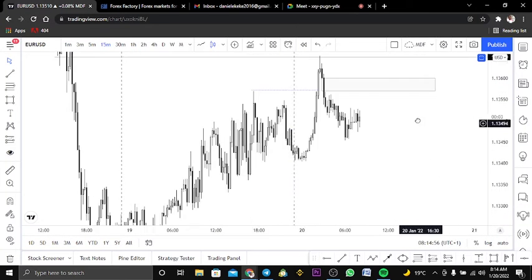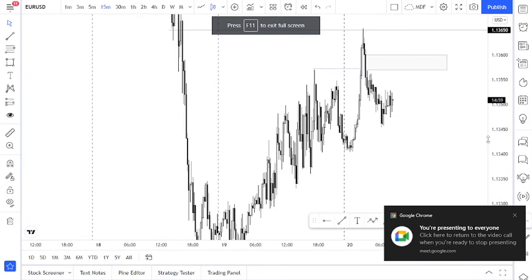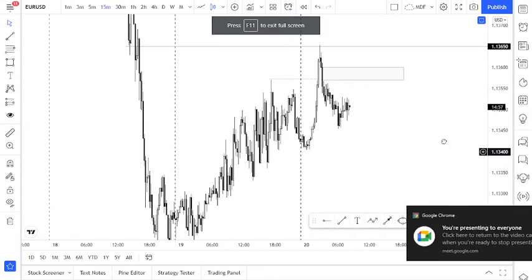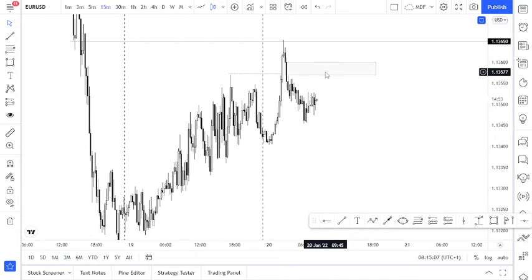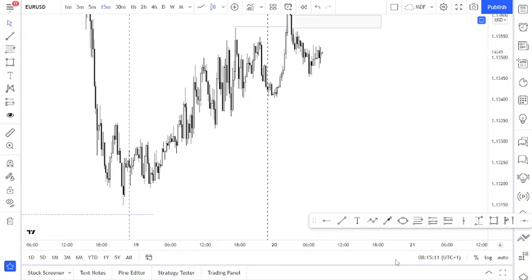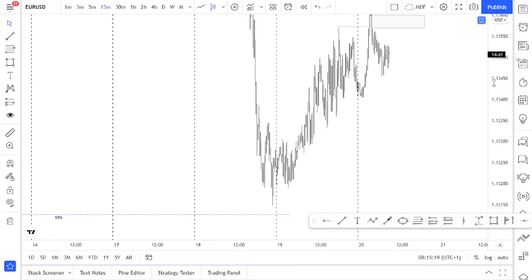So this entry has been missed already. So I'll be looking for opportunity to sell somewhere around here. So if I get an opportunity there, we'll be looking to short Euro USD from this region. I'm shorting Euro USD from here all down through here, which is a very nice risk to reward trade.